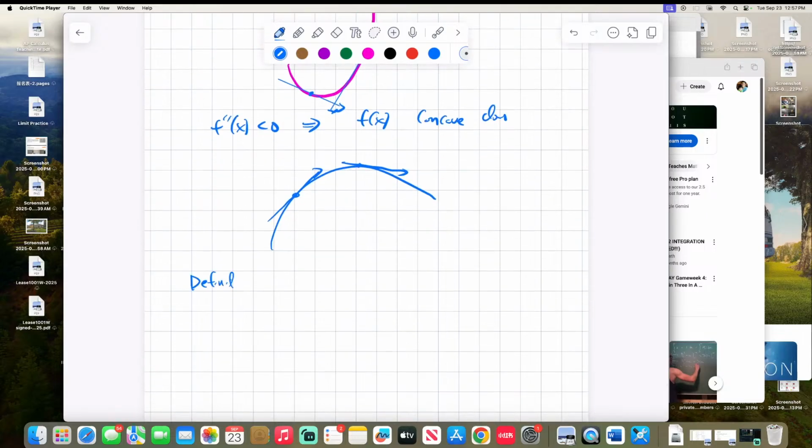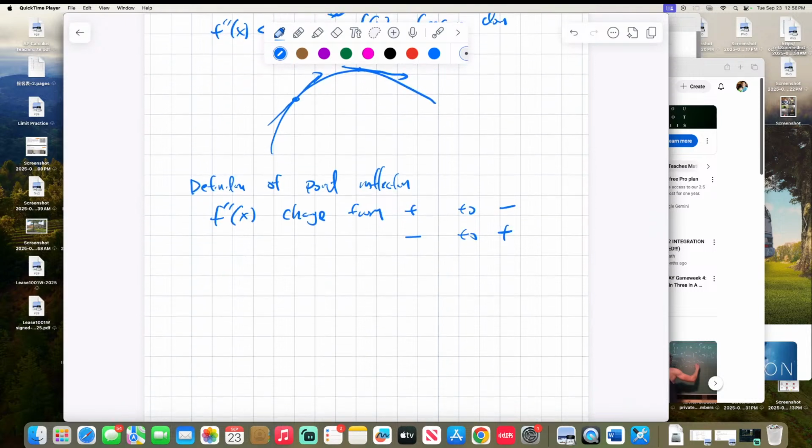Definition of inflection point. If f double prime of x changes from positive to negative or negative to positive at c, then c comma f of c is an inflection point. Yeah, so that is inflection point.